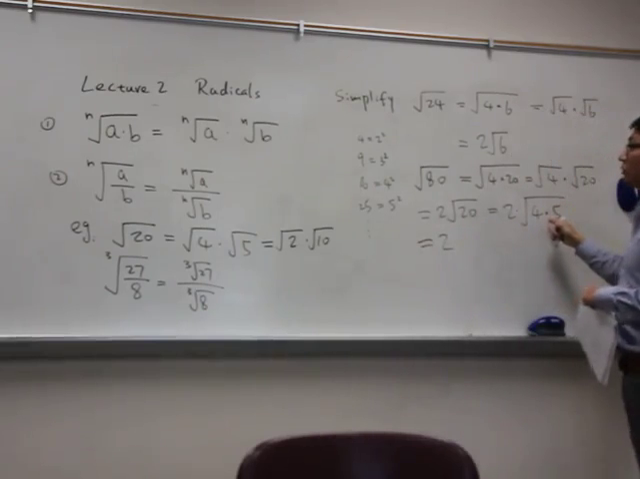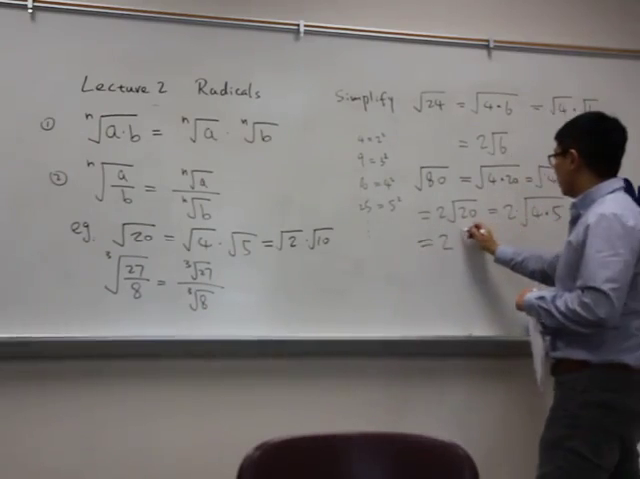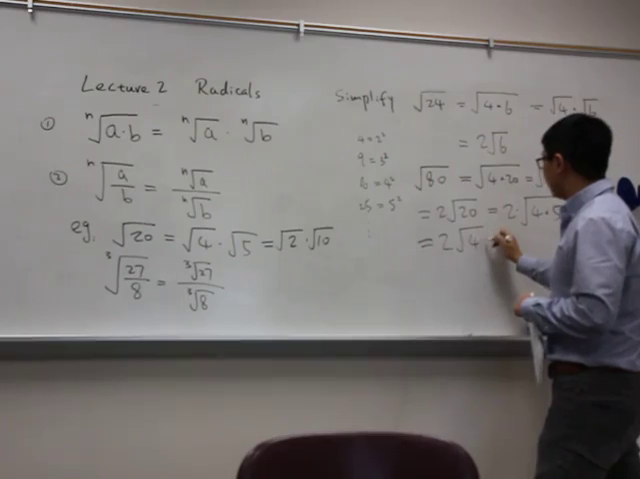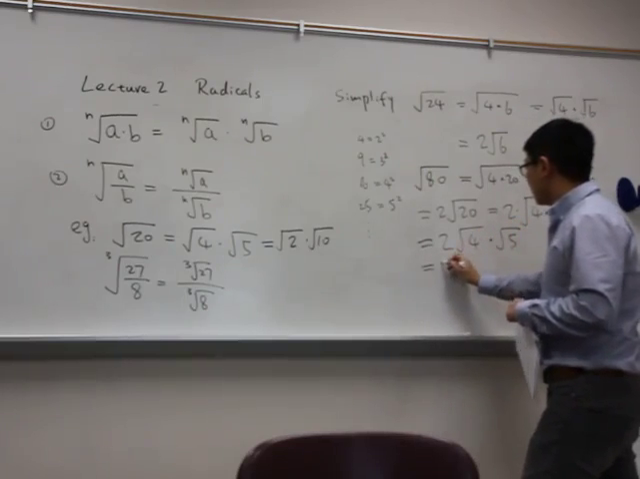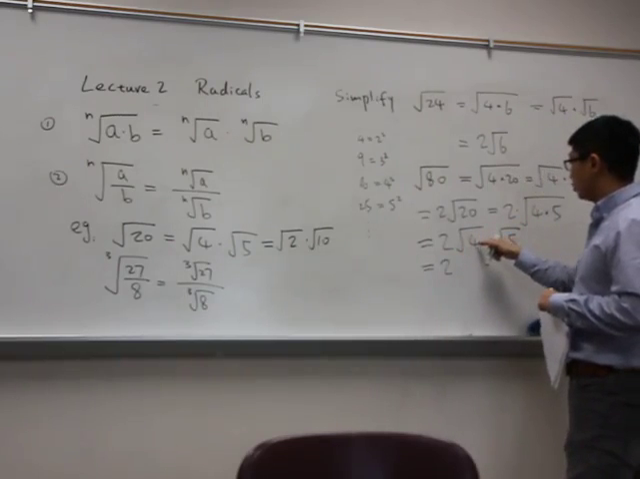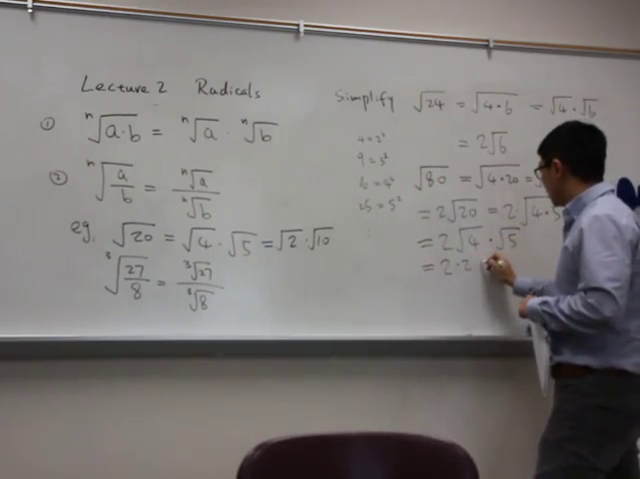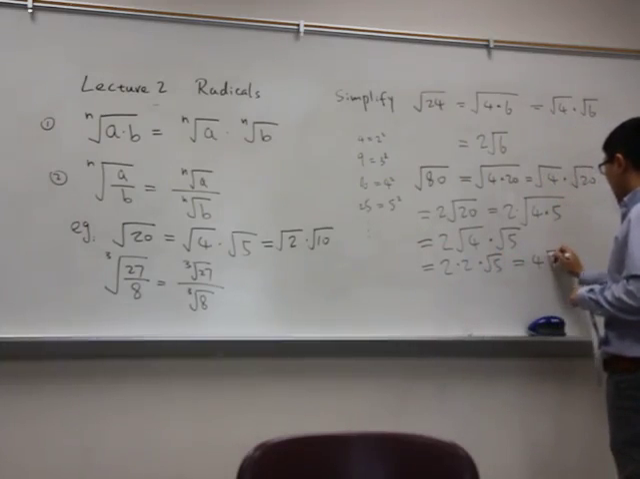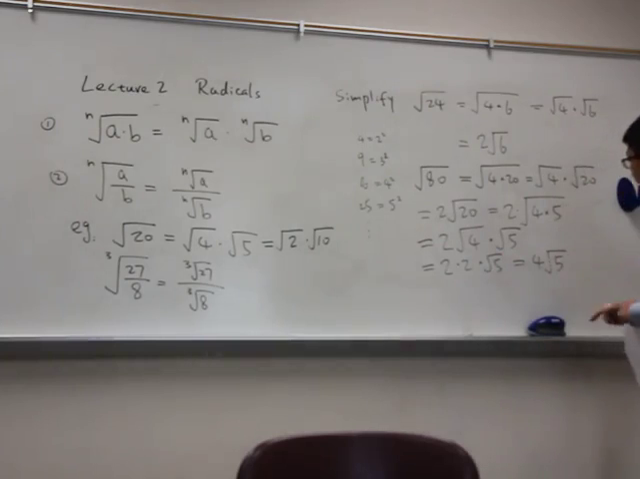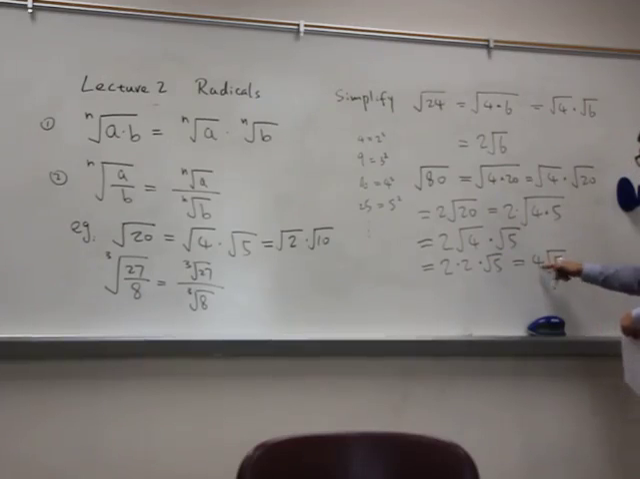And then we use property number 1 again. So we write this as the square root of 4 times the square root of 5. Now, this square root of 4 becomes 2. So now we have 4 times the square root of 5. Now because 5 doesn't contain any perfect square, the answer is 4 times the square root of 5.